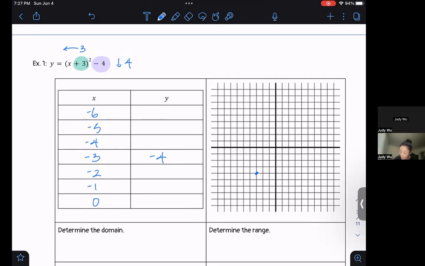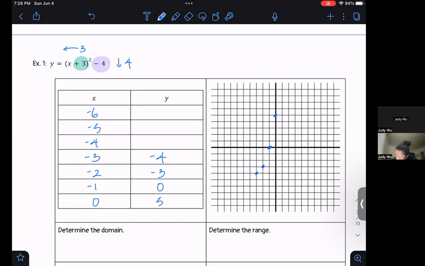When I plug in -2, -2 plus 3 is 1. 1 squared is 1. 1 minus 4 is -3. So I could go ahead and plot that point. If I plug in -1, -1 plus 3 is 2. 2 squared is 4. 4 minus 4 is 0. So I can plot that point. And last but not least, if I plug in 0, I get 3 squared, which is 9, minus 4, which is 5.